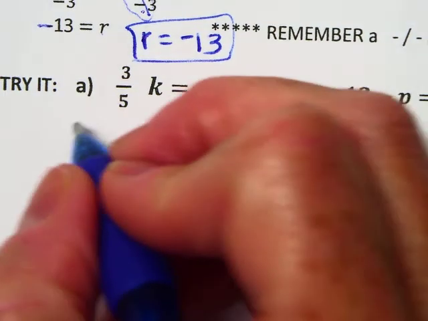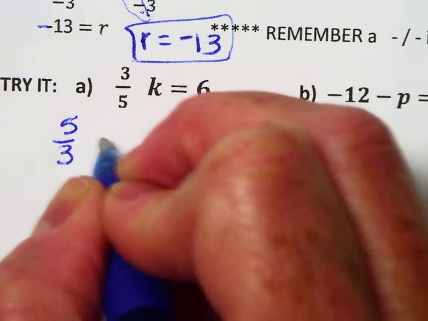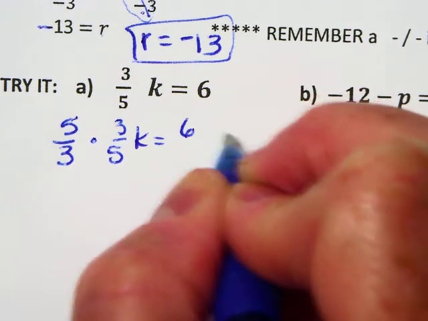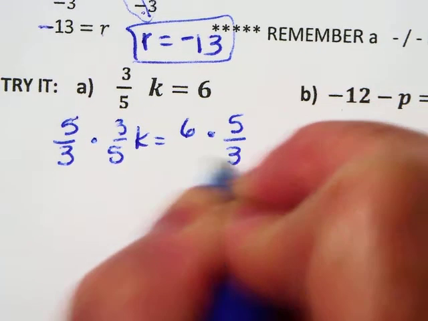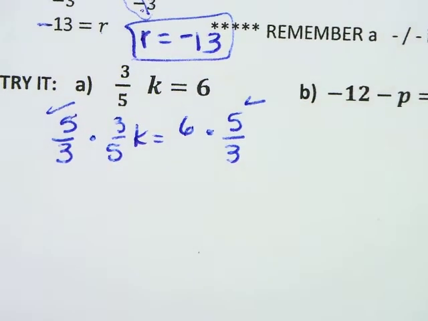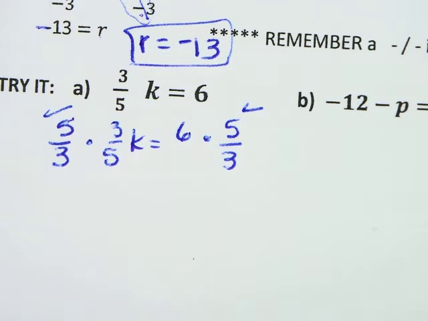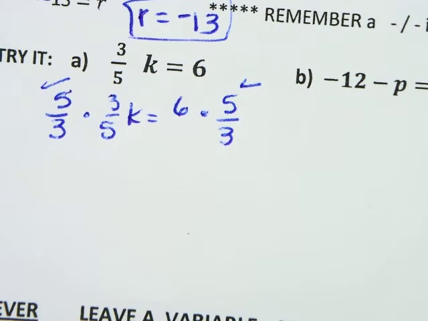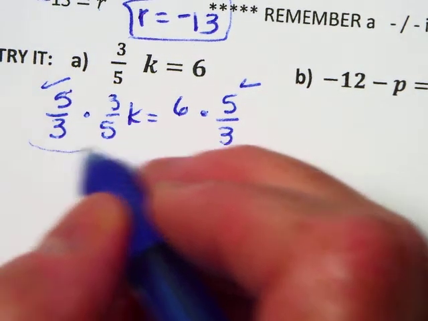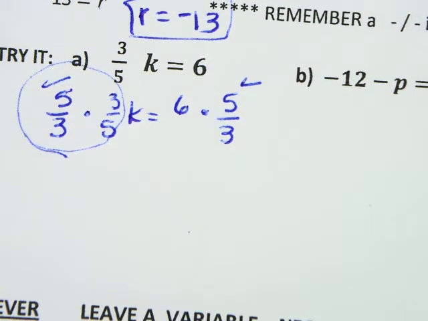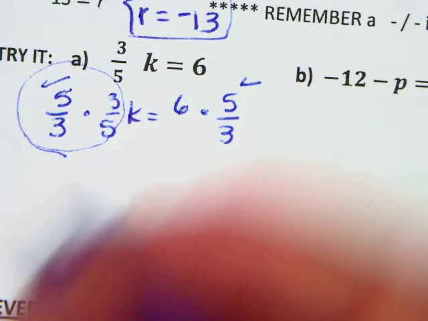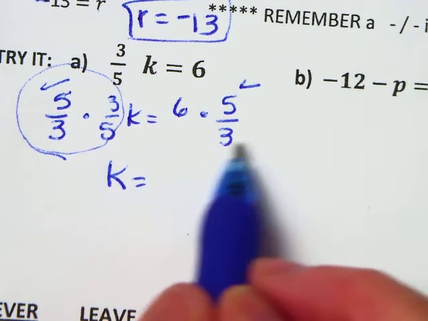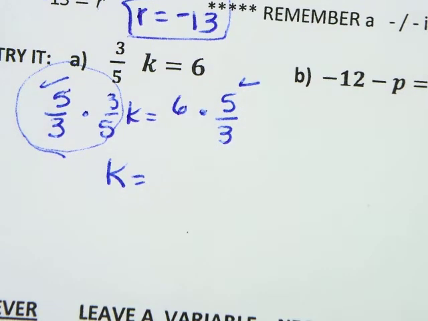Reciprocal. So we're going to write the 5/3 on this side, and then we're going to bring the 6 down and write the 5/3 on this side. So there's the reciprocal and the reciprocal. Okay, what's going to happen to this side? It crisscross applesauce, it's gone, right? It's a 1, so there's the k. However, this is weird looking. Who said that? Okay, good.